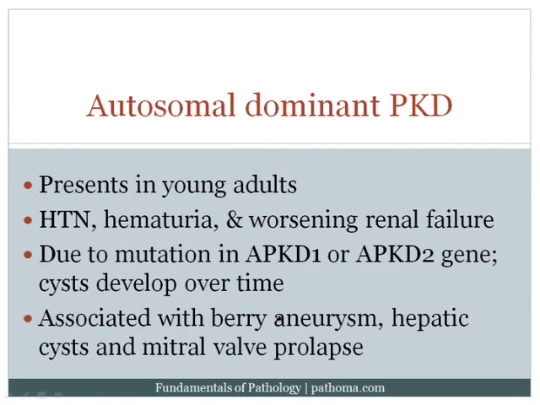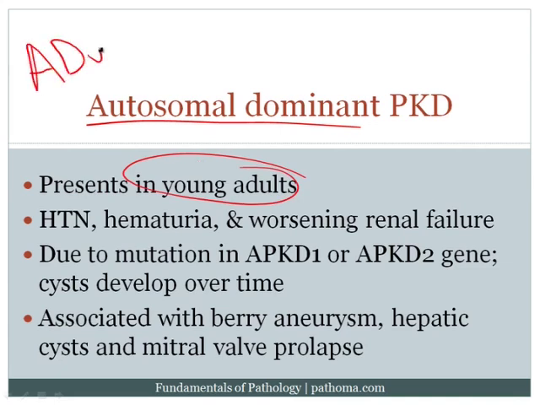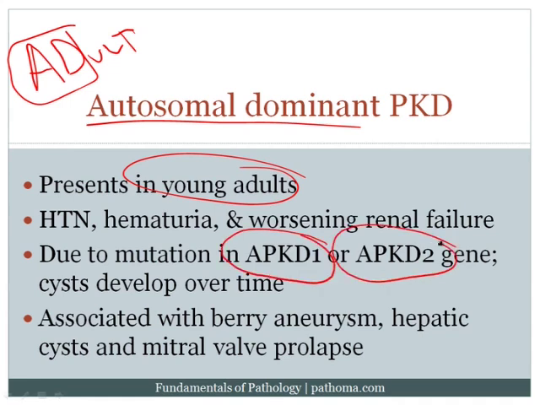The additional form of polycystic kidney disease is autosomal dominant form, and the autosomal dominant form presents in young adults. Some people like to use the mnemonic ADULT. So the AD is autosomal dominant, and it's also the first two letters of adult. So this presents in young adults. Now, the defect is actually present in the fetus at the time of birth. So it's due to a mutation in adult polycystic kidney disease gene 1 or adult polycystic kidney disease gene 2.